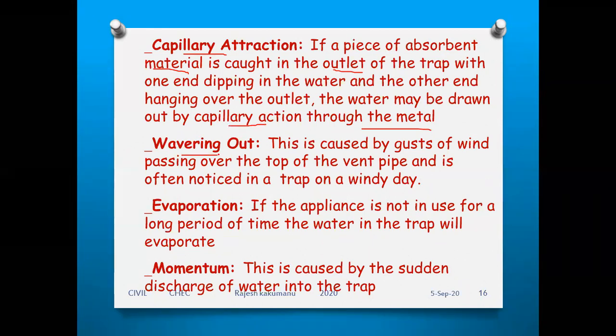Next is wavering out. This is caused by gusts of wind passing over the top of the vent pipe and is often noticed in the trap on a windy day. So whenever the seasons are changing and it is a high wind day, a high amount of wind and dust collects at the vent pipe. That type of defect is nothing but wavering out.